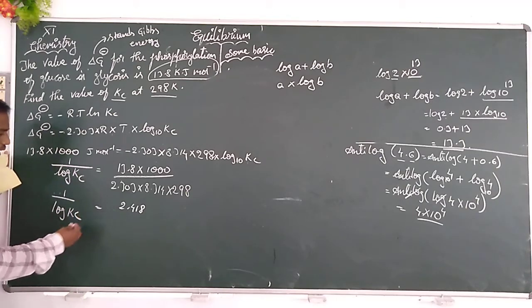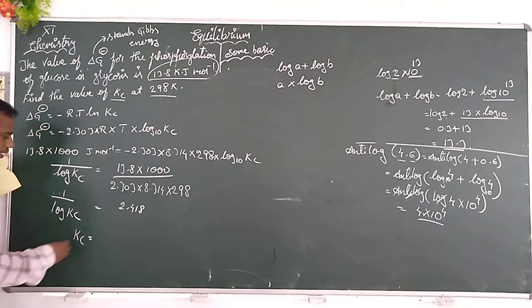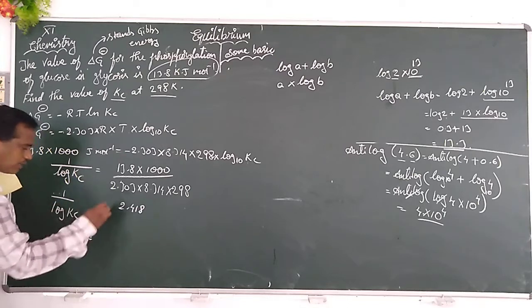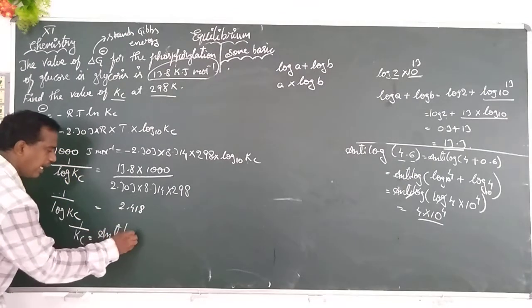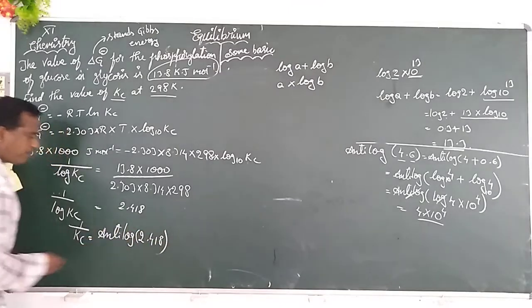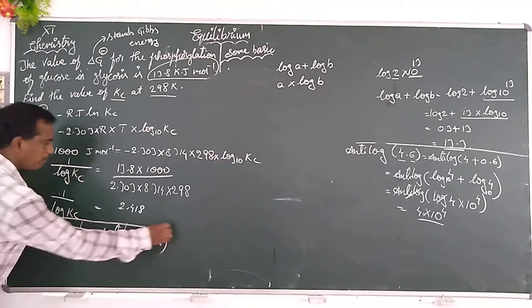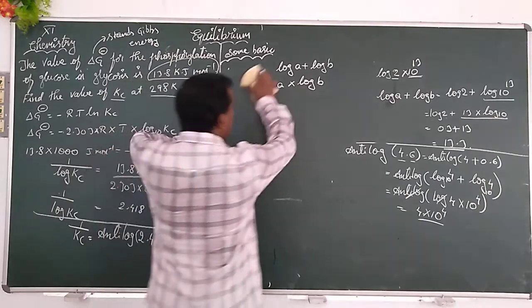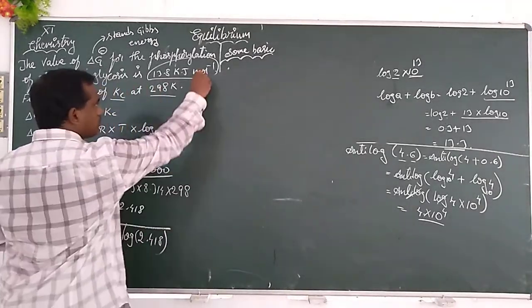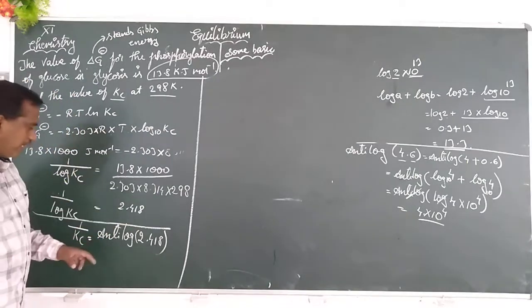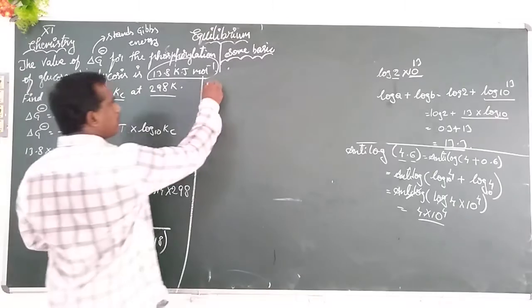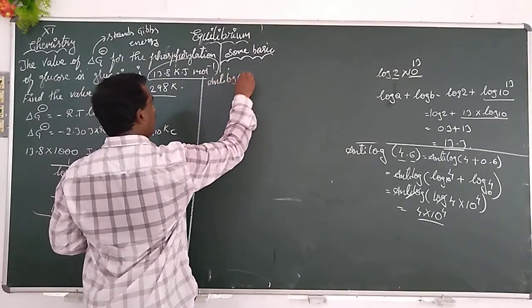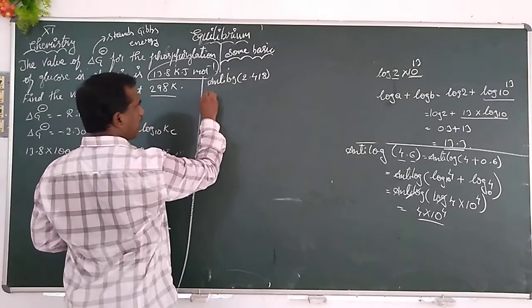We can write Kc is equal to, taking the log to the other side, 1 by Kc is equal to the anti-log of 2.418. See this step: I brought it like 1 by Kc is equal to anti-log of 2.418, as the log comes to the right side. In the last point we had seen how to work with this. Anti-log of 2.418. How will you split it, children?